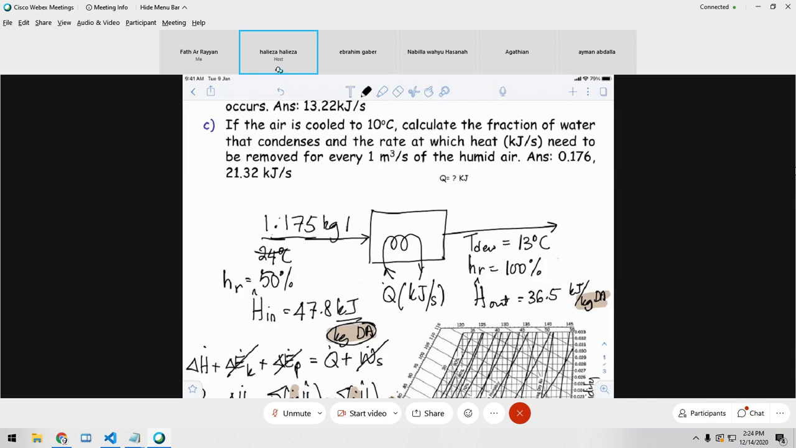And what do you think will be the outlet amount of dry air? Anybody? What is the amount of dry air in the outlet stream? I think it should be the same, right? Yes, it should be the same because dry air is still the same. Okay, so now we are done. You can solve your energy balance.